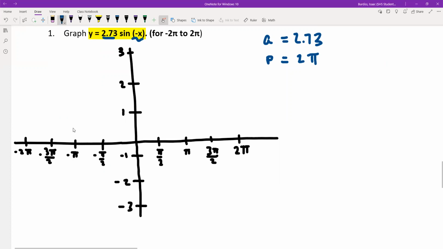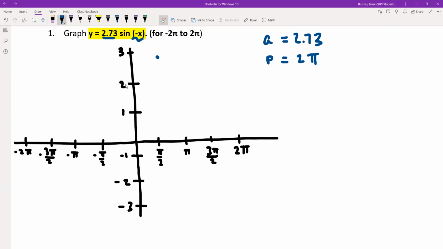We have to think, we're going to just go to each x value and figure out what the y value would be. So sine of pi over 2, that means sine of 90. Type that in calculator, that's 1. But since our amplitude is 2.73, we actually have to make it 2.73 instead. So it'd be right here. So that's what the transformations do.